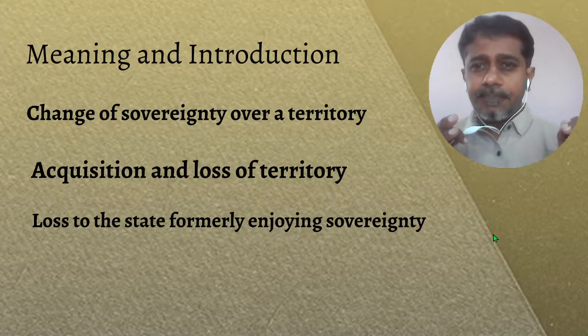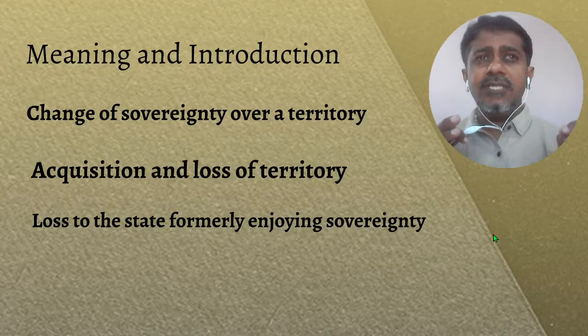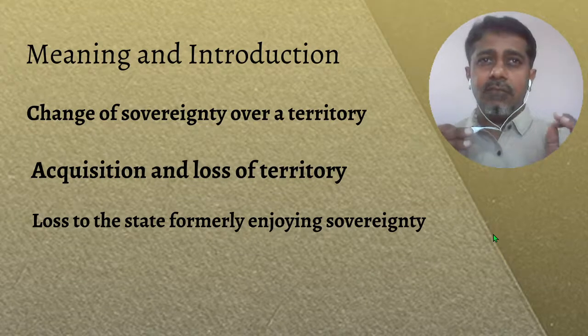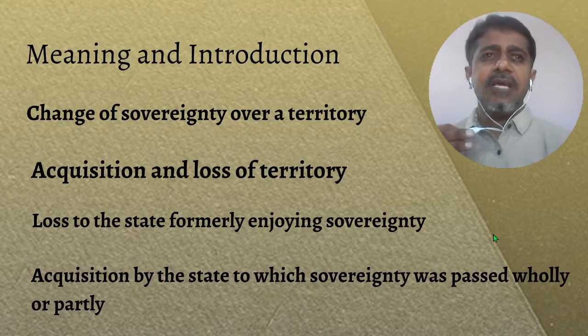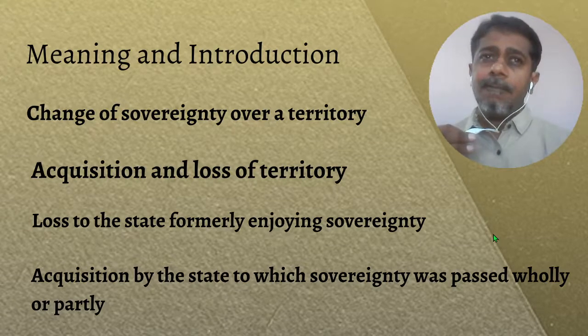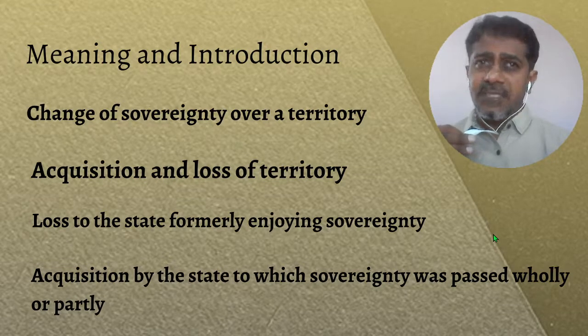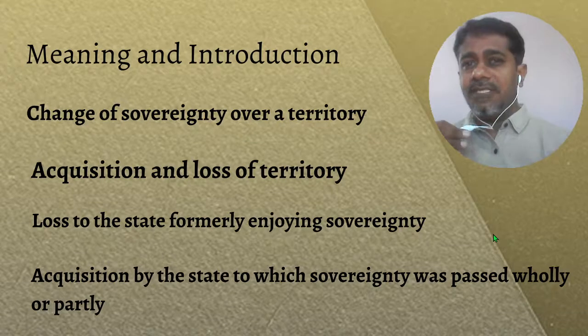So what happened to the sovereignty which the Britishers had earlier over this territory? On August 15, 1947, they lost their sovereignty. The Britishers lost their sovereignty, and who got it? The sovereignty was acquired. There has been an acquisition of sovereignty by a state to which the sovereignty was passed wholly or partly. Of course, the concept of wholly passing on the sovereignty and partially passing on the sovereignty, we'll be discussing in the future once we start our discussion on kinds of state succession. There can be partial succession and universal succession. What that is and how it works, we'll be discussing there.